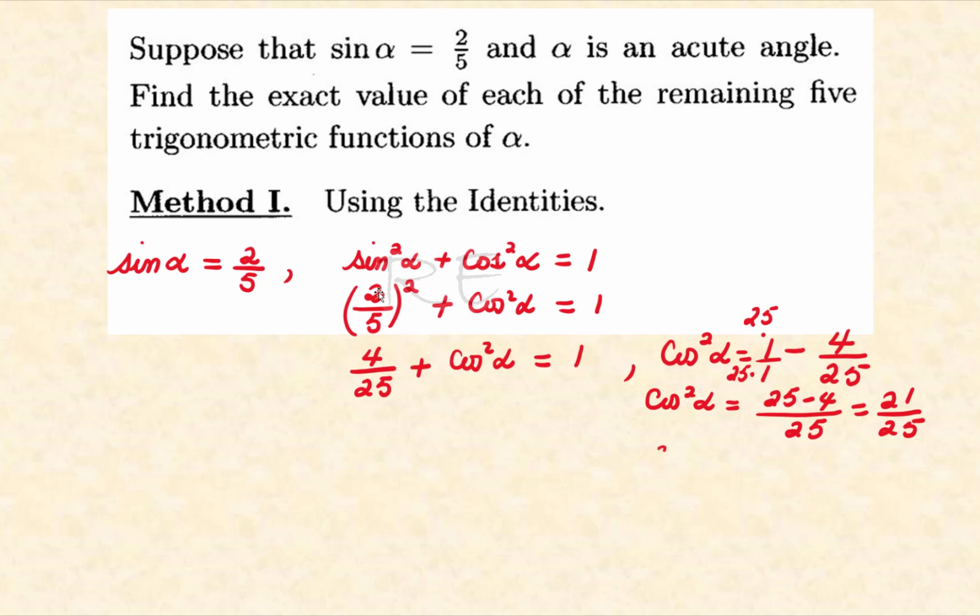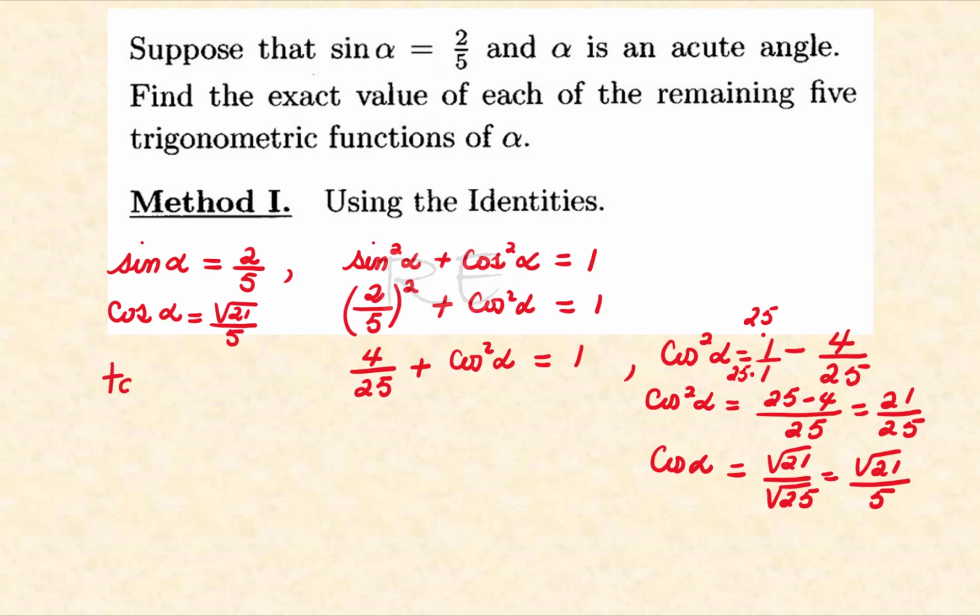And because alpha is an acute angle, we're going to take the positive value of the square root. So it's going to be square root of 21 over square root of 25, which is square root of 21 over 5. Cosine alpha is equal to square root of 21 over 5.